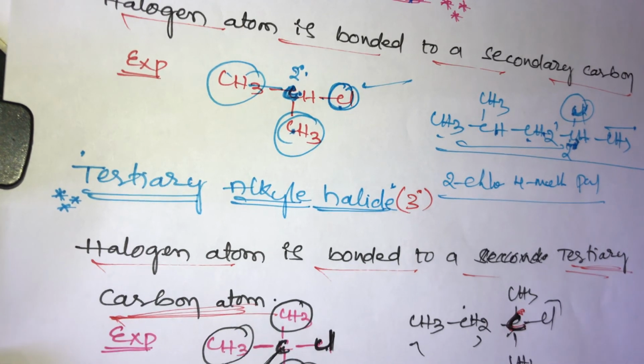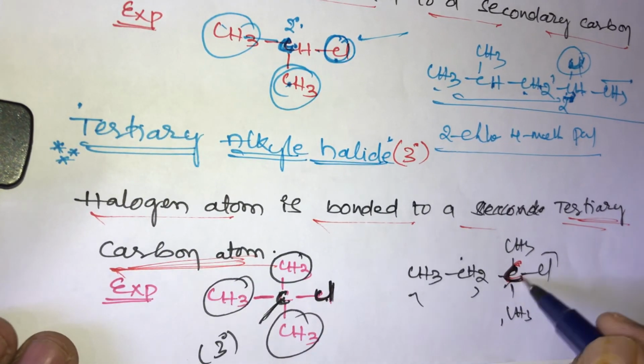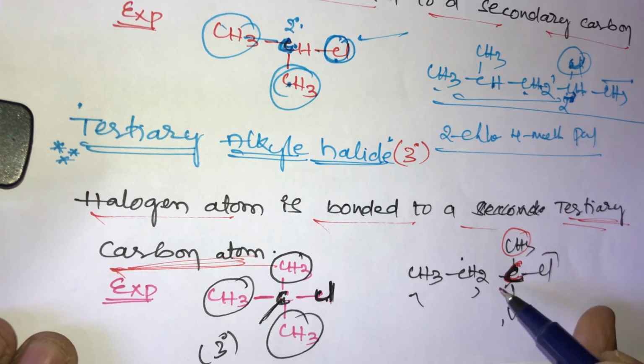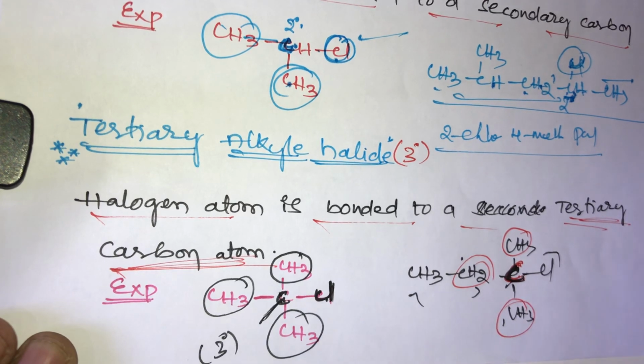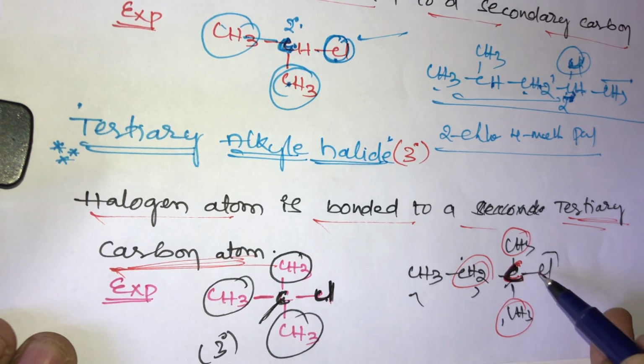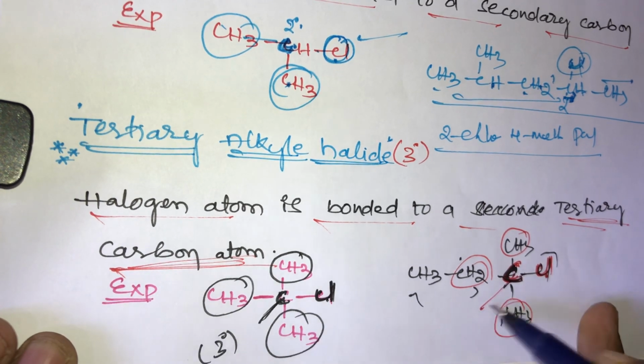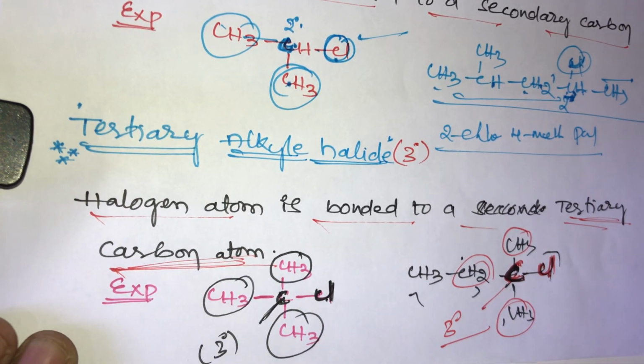Why? Because this carbon is linked with three other carbons, one on the upper side, one on the left side, and one on the down side. So this belongs to a tertiary carbon. This halogen is bonded with the tertiary carbon, so that's why it is called tertiary chloride. So that is an example of a tertiary alkyl halide.